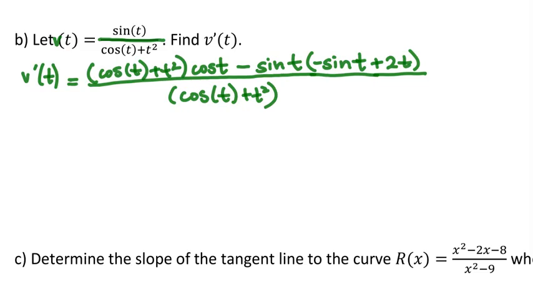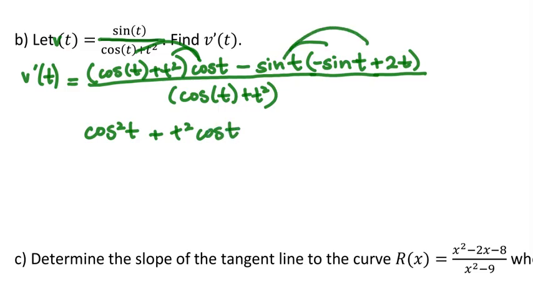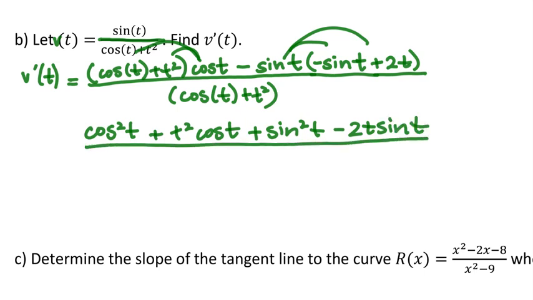Okay, so instead, I will multiply through these parentheses. So I get a cosine squared t plus a t squared cosine t, and then I get a plus sine squared t, and then a minus 2t sine t. I would not multiply out the denominator. It's in a fully factored form. It doesn't have that weird mix where it's partially factored, but the big operation is still plus or minus.